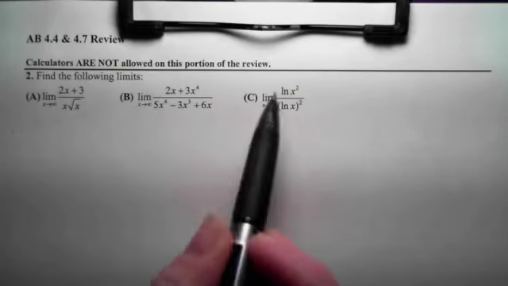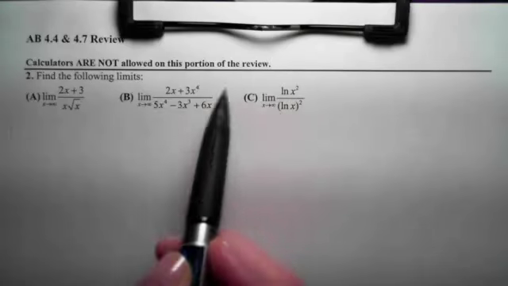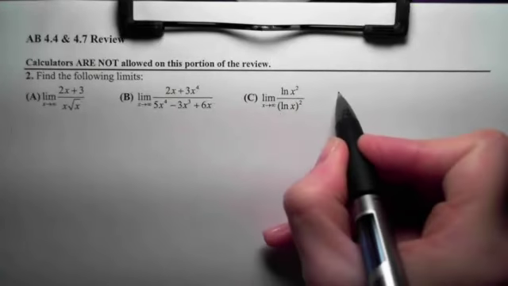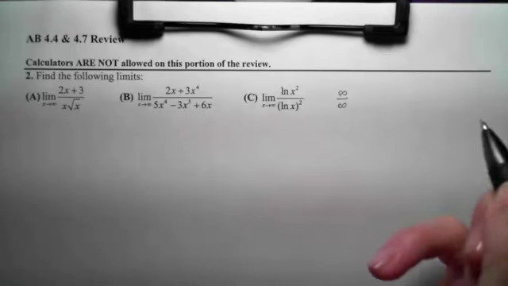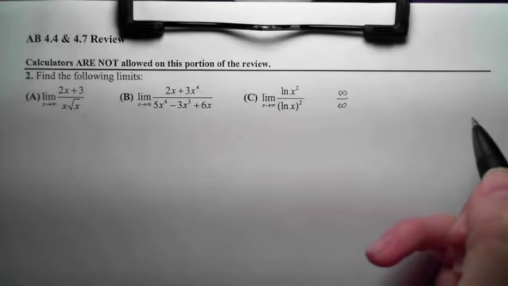Same thing here and here. Same thing here and here. So in all three of these, we have an infinity over infinity sort of indeterminate form. That means it's a candidate for L'Hopital's.